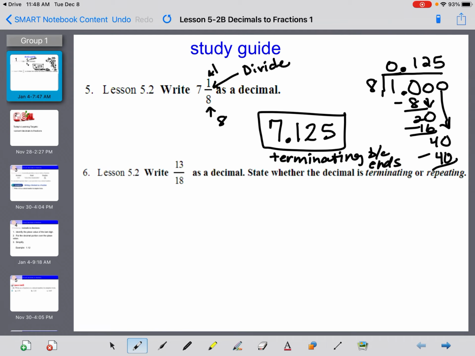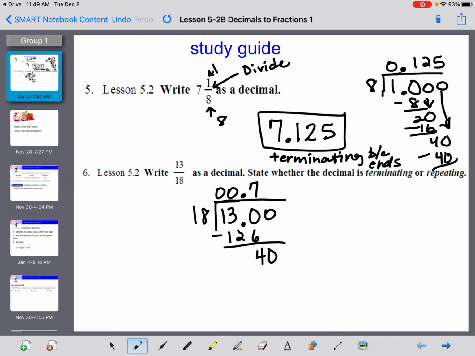Write 13/18 as a decimal. This time there's no whole number to contend with. So 13 divided by 18. 18 does not go into 1. 18 does not go into 13. 18 does go into 130 7 times. And I get 126. When I subtract, 18 goes into 40 2 times. That gives me 36. Oh, I see I got a 4 again.